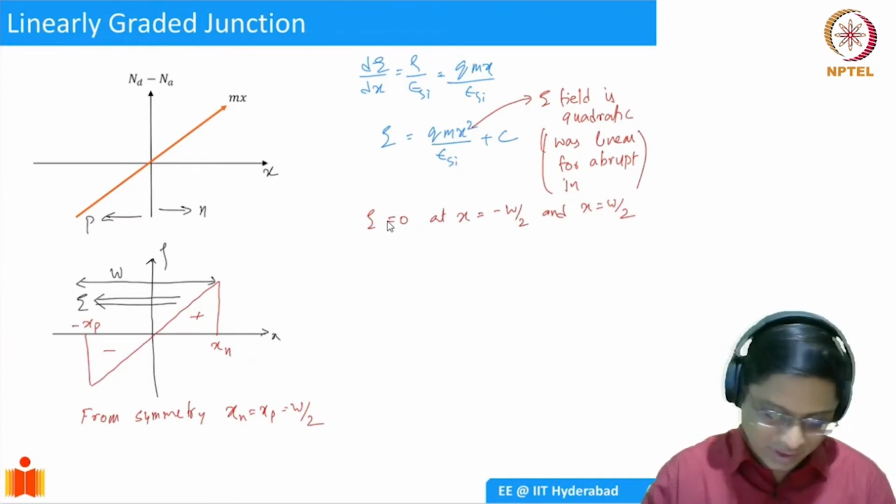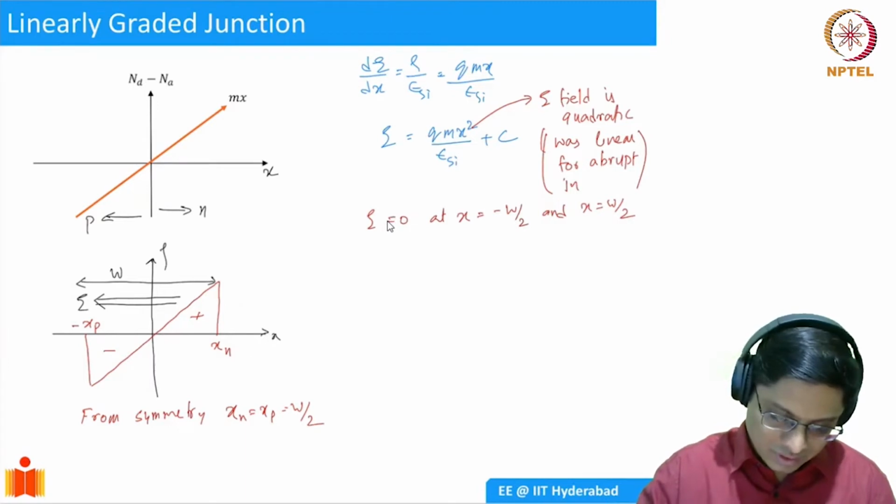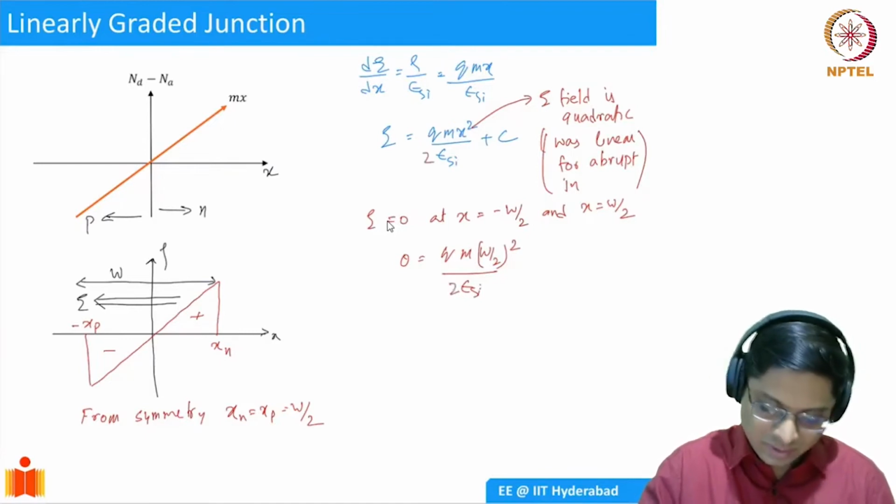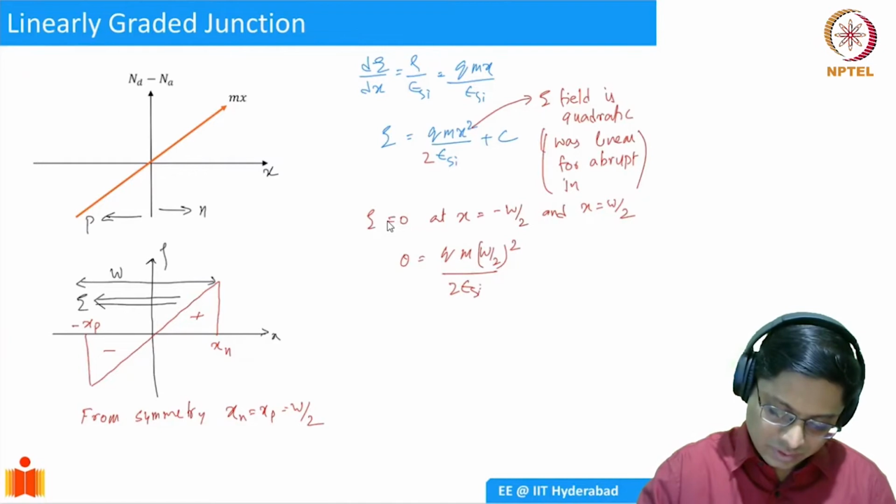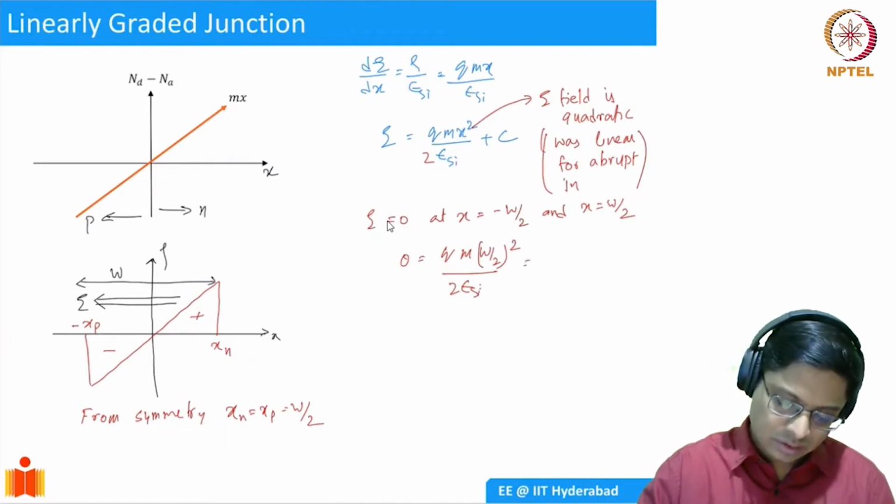Well, we can substitute. Since it's x square, we don't have to do much. So you substitute x equal to W by 2. So you get 0 equal to Qm (W by 2) whole square divided by epsilon. Did I miss something? Well, I missed. There should be a 2 here, right? X square by 2, that should be, yeah. So this is equal to plus C equal to 0, right?